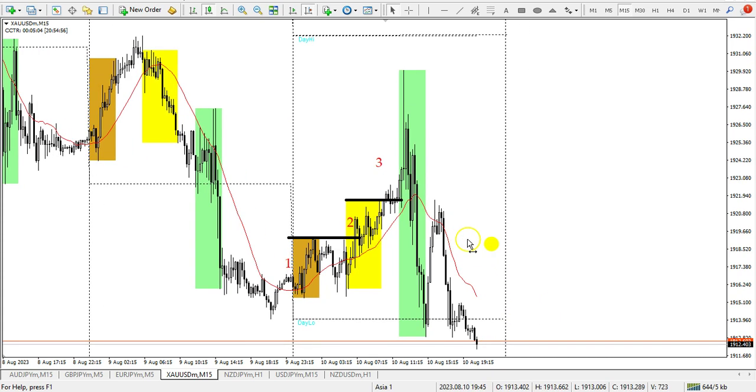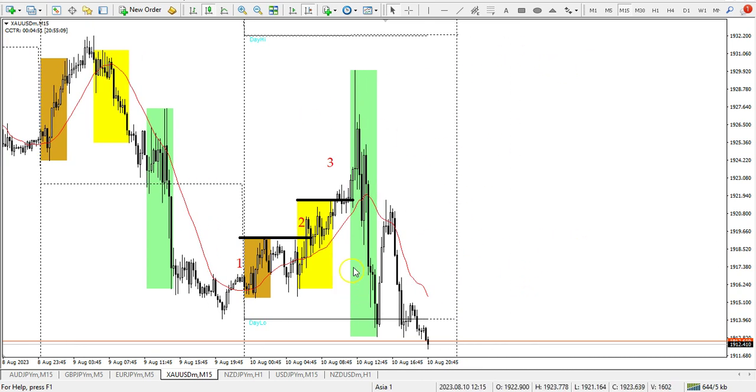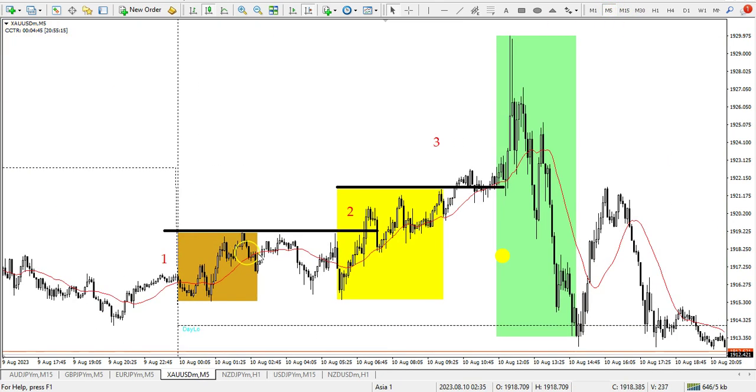Guys, something boils down to this: you don't need this indicator. People tell you, hey, I need this, I need that. No, you don't need it. Here it is, so simple, okay? You see now, 1, 2, 3. Let's go to a smaller time frame. Let's see what really happened.